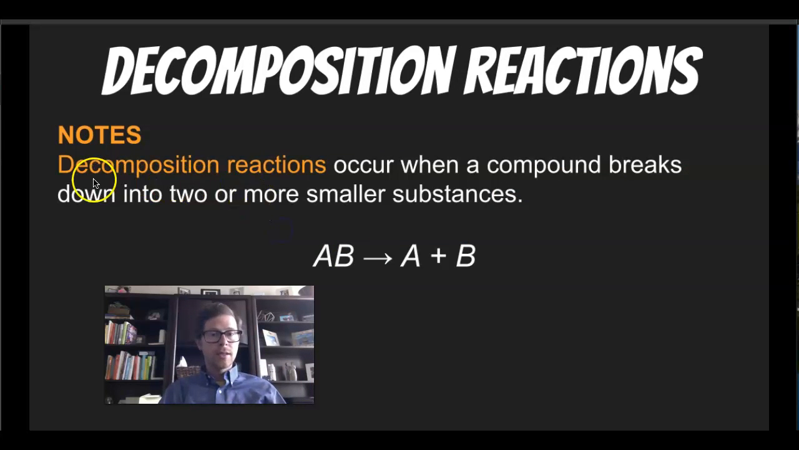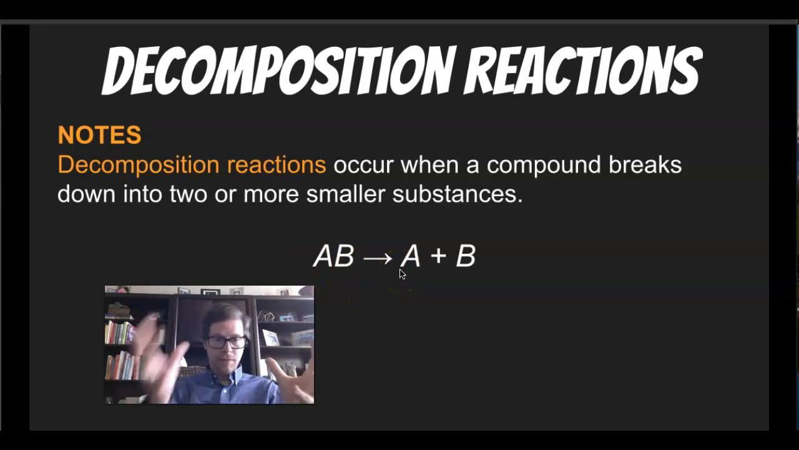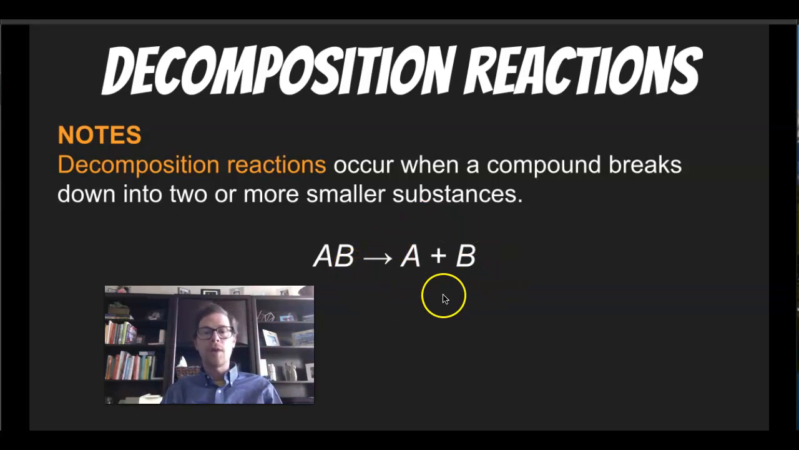Decomposition reactions. Decomposition, just like decomposing, breaking down stuff, you might hear about that when it comes to soil and leaves and dirt. Decomposition, breaking down, so one compound breaks down into two or more smaller substances. So it's the exact opposite of synthesis. Substance AB breaks down into substance A, separate from substance B. AB becomes A and B. So again, easy to tell this one, there are more products than there are reactants.